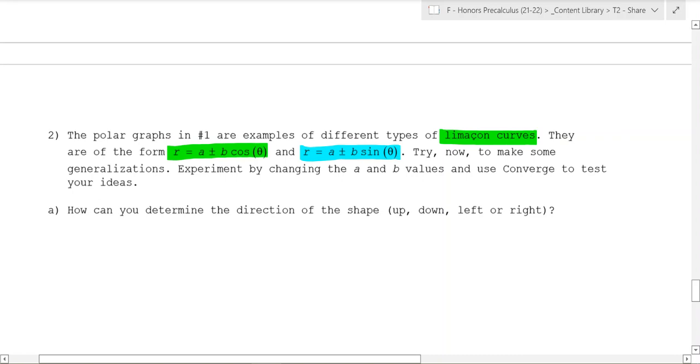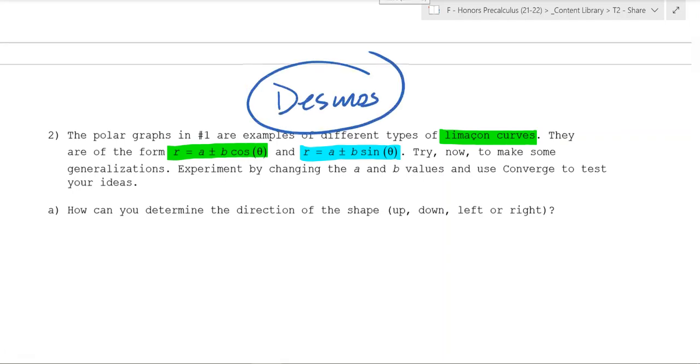Try seeing what happens when a and b are different values. Use Desmos to investigate. It's going to be super cool. Make sliders, and I can show you that in class.